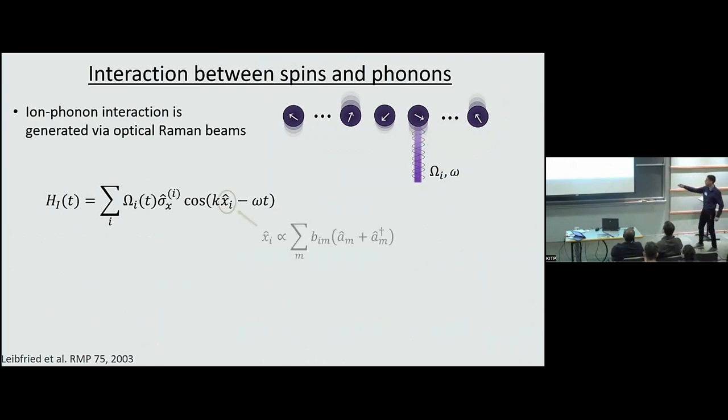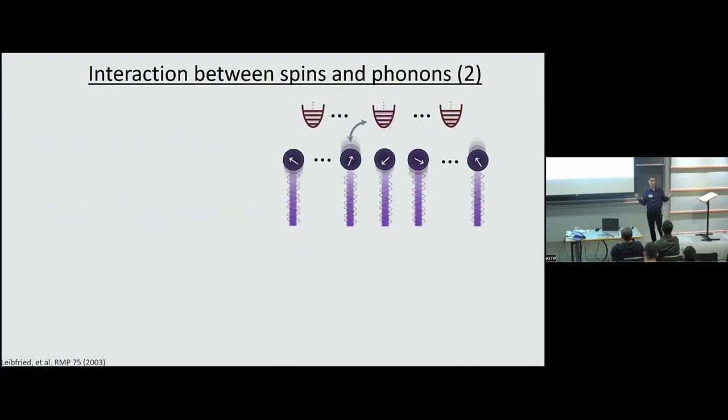Now, very importantly, because the ions are trapped, their motion is an operator, and we can represent it with the bosonic creation and annihilation operators. Therefore we have a time-dependent Hamiltonian that is also nonlinear in the bosonic operators. And that gives us an opportunity to engineer the interaction between the spins and phonons.